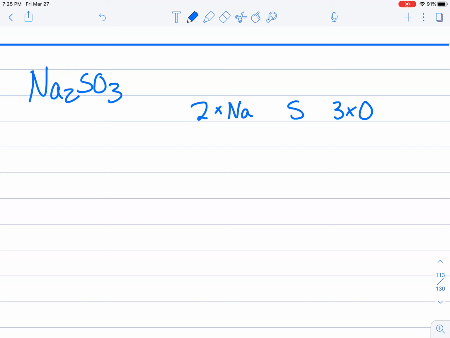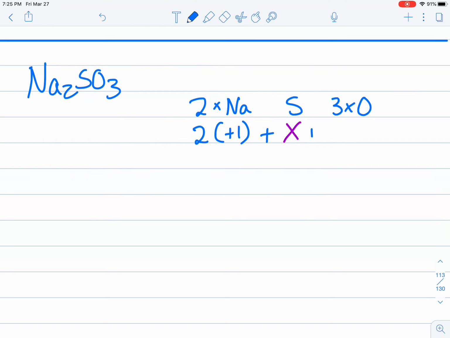Sodium is a predictable ion. We always know its charge, and that is a +1. So we have 2 times that +1, and I'm going to add in X, which we don't know. And then we'll have 3 times oxygen, and oxygen also has a predictable charge of -2.